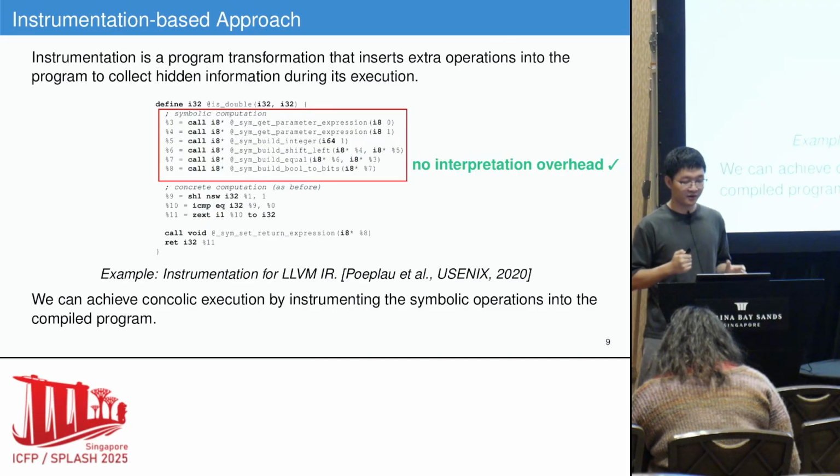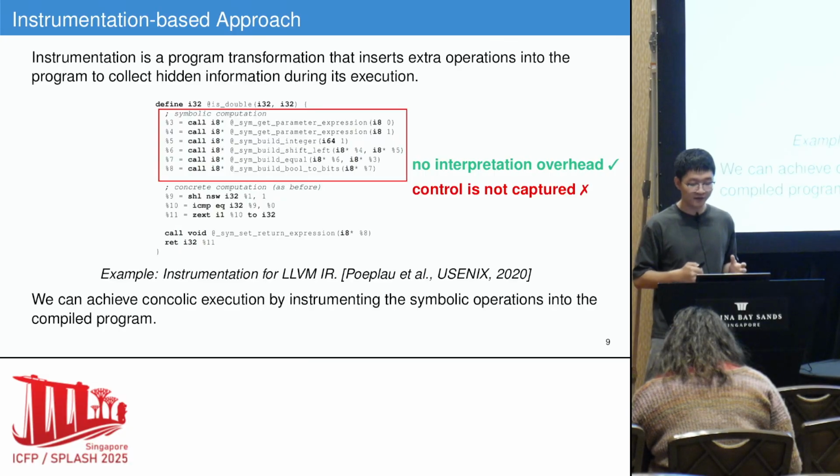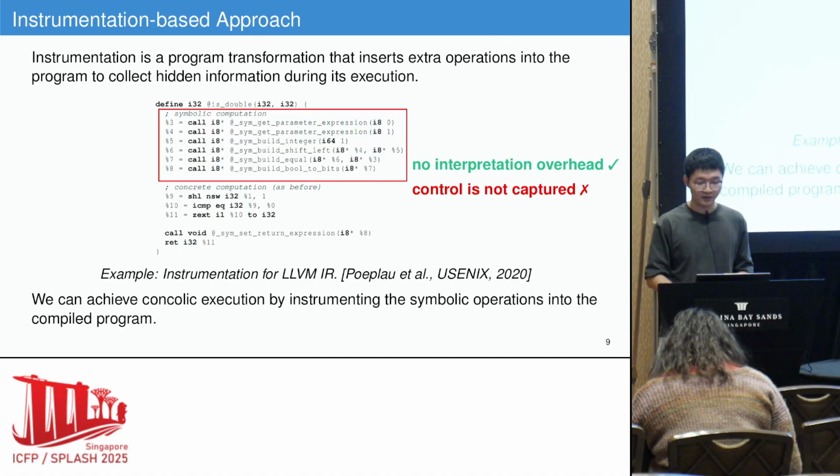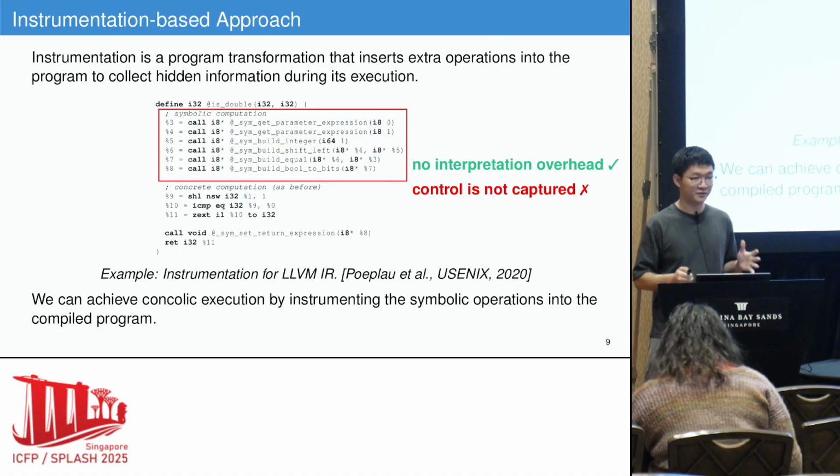If we build Concolic execution in this way, it will have no interpretation overhead. However, at the instrumentation time, the program doesn't capture the control information, therefore it disables the snapshot reuse optimization we just talked about, because a snapshot is created from the control information.